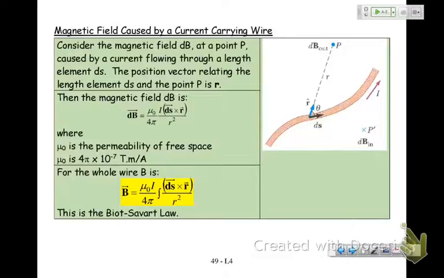Consider a magnetic field dB, the little bit of magnetic field at a point P caused by current flowing through a length element ds. The position vector relating the length element ds to the point P is r. So it's not actually on this diagram. That's r. There's my position vector. Basically, it goes from there to there. I didn't draw it along the line because I don't want to make my diagram too complicated. This is the unit vector in the direction of r, and this is the length of r.